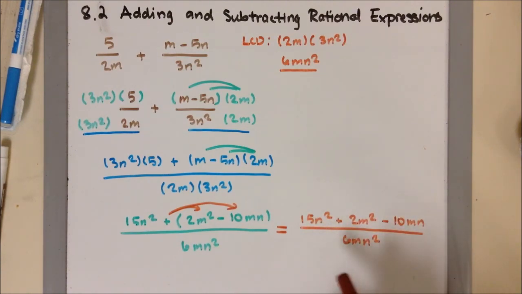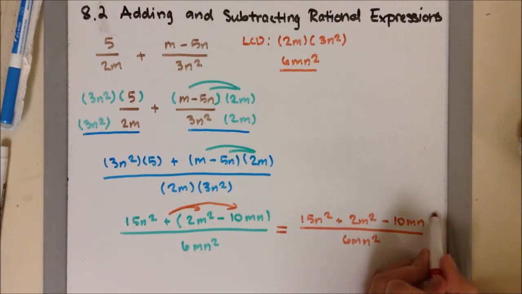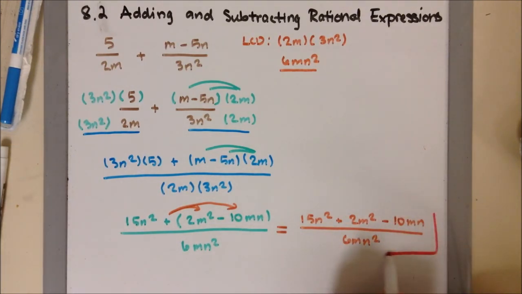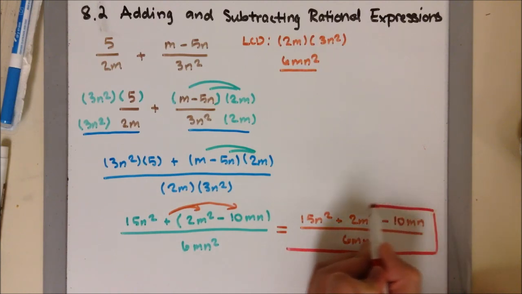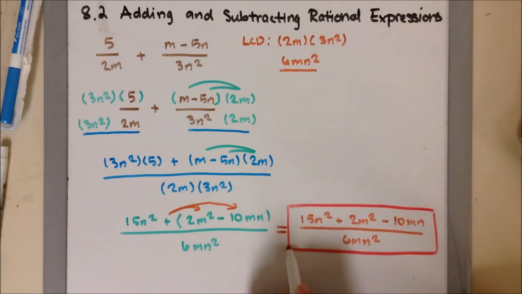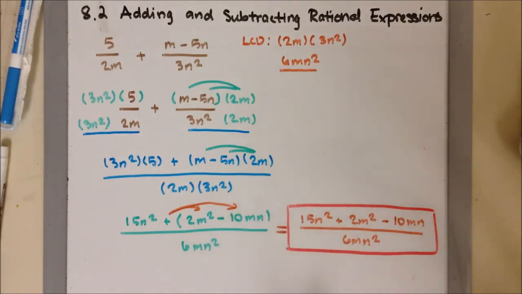So that means that I don't have to simplify this fraction, this rational expression, so therefore this is my final answer. And I'm just going to box it up. So that's all we have to do for adding this rational expression with two monomial terms.